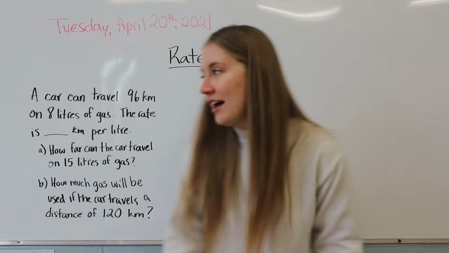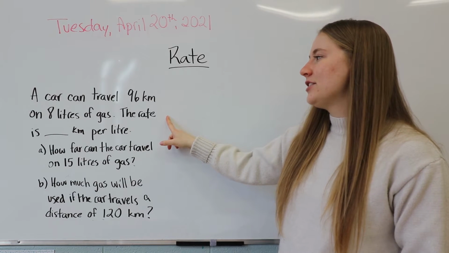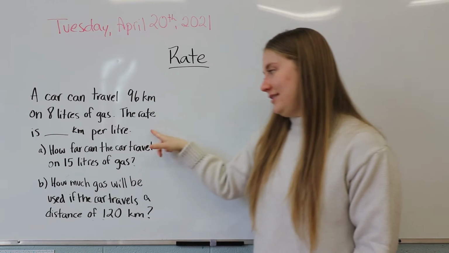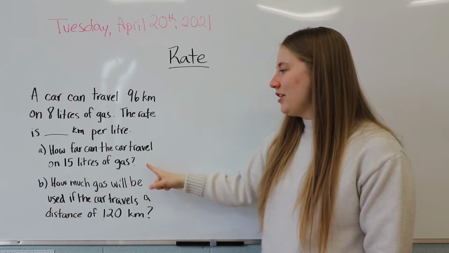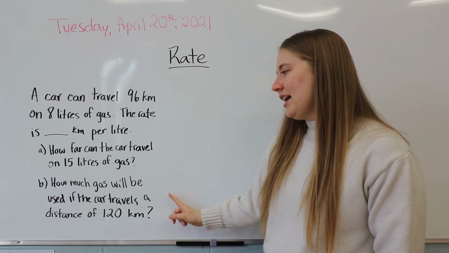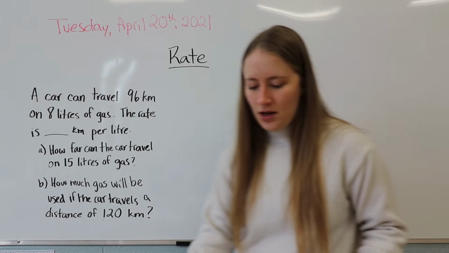Question number 7 tells us a car can travel 96 kilometers on 8 liters of gas. The rate is, and we're going to have to figure that out, 8 kilometers per liter. So first, how far can the car travel on 15 liters of gas? And second, how much gas will be used if the car travels a distance of 120 kilometers?